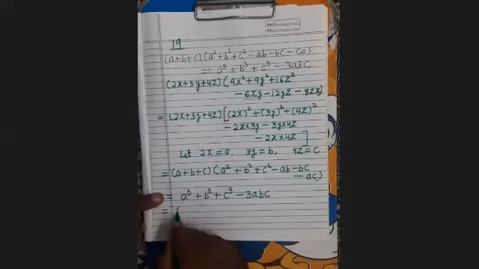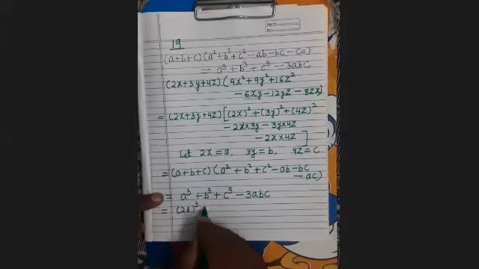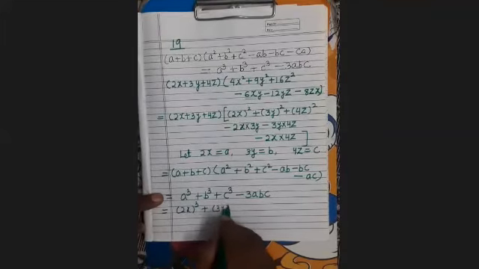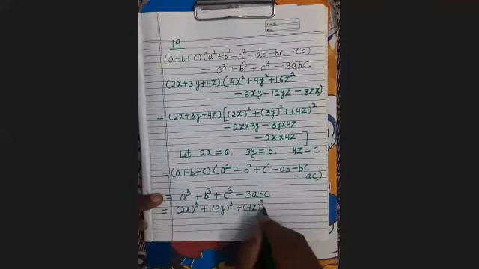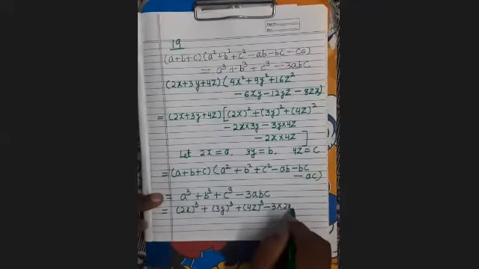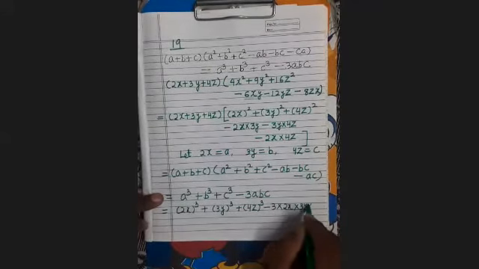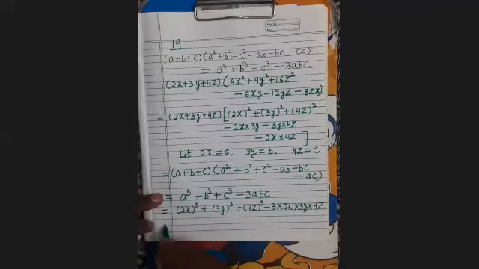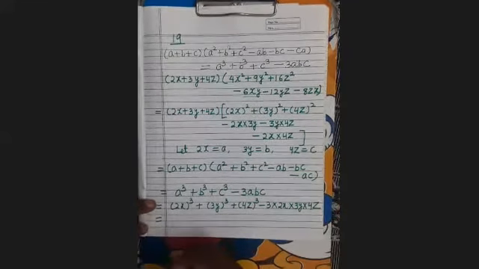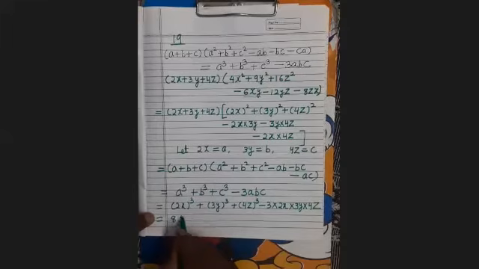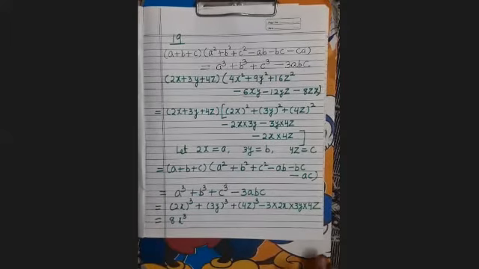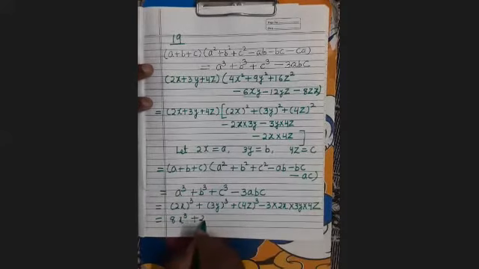So a is 2x, b is 3y, c is 4z: 2x whole cube plus 3y whole cube plus 4z whole cube minus 3 into 2x into 3y into 4z. What will be 2x whole cube? 8x cube. 3y whole cube is 27y cube.